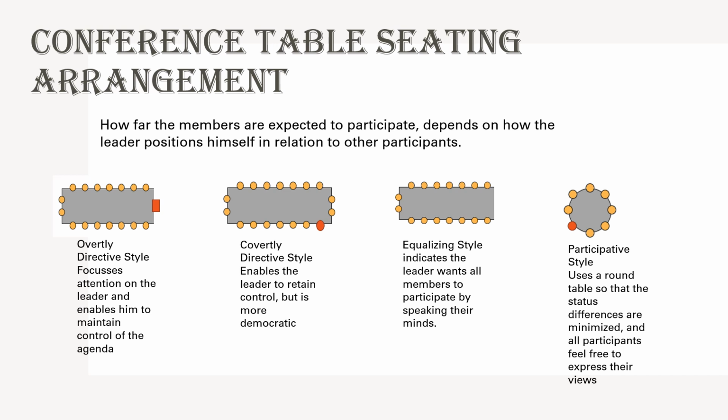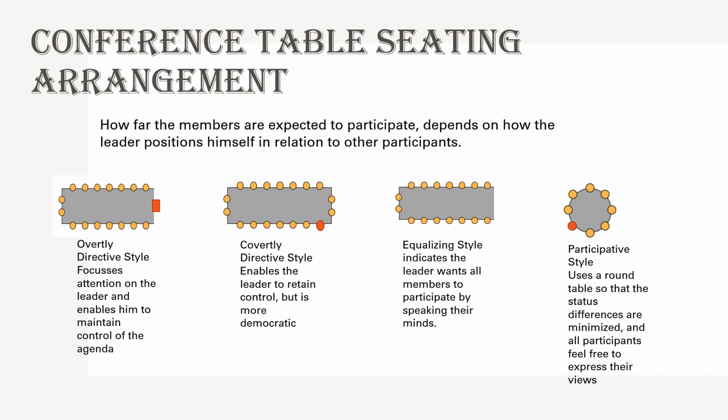And the last kind of style that we have is a participative style. Participative style uses a round table so that the status differences, whatever there be, are minimized, and all the participants feel free to express their views. Now, more or less, equalizing and participative styles are common, but the only difference is that in the participative style, there is more chance of having a good discussion because everybody is able to see each other.